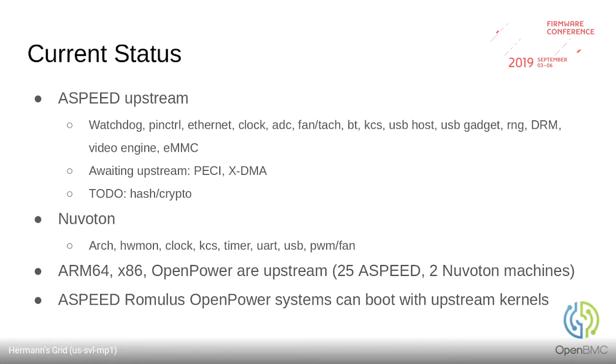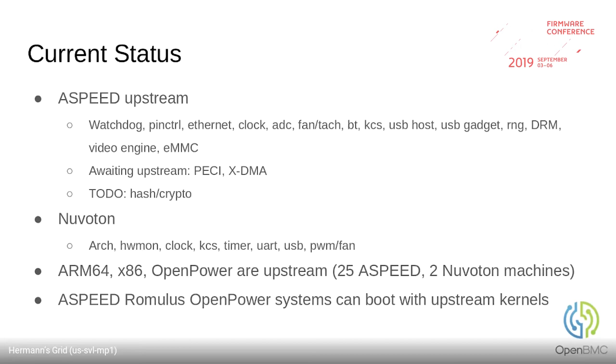There's two patch sets that didn't quite make it upstream for this release. That's the PECI patch set and the XDMA patches. Hopefully they'll make 5.5. And the other one that I've been perpetually keeping at the top of my to-do list is getting the hash crypto engine upstream. If you've ever watched a BMC boot, we load the FIT image and then it does a SHA verification of the payloads inside the FIT image. And that takes a pretty decent amount of time, especially on a 2400. And the Aspeed does have acceleration for that in silicon, so we could potentially take advantage of that. If anyone wants to pick up that work, come speak to me afterwards.